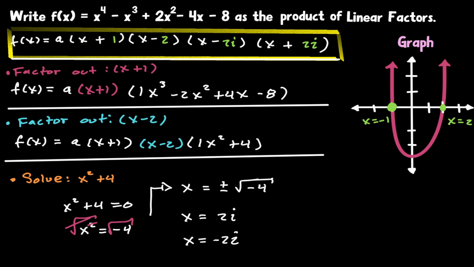So just keep this in mind. If you want the linear factor form, think about how you can get the solutions that are needed. Because once you have those solutions, then it's just a matter of placing them in the locations that are needed. We have 4 different linear factors because we had a 4-degree polynomial.